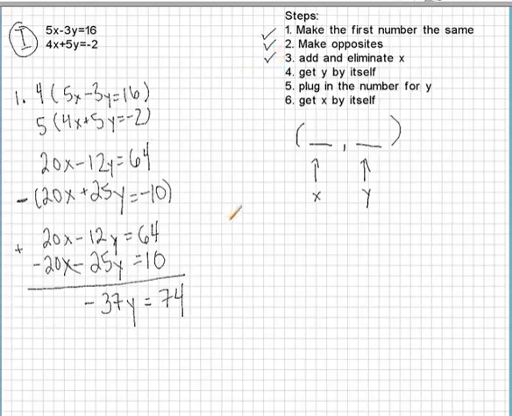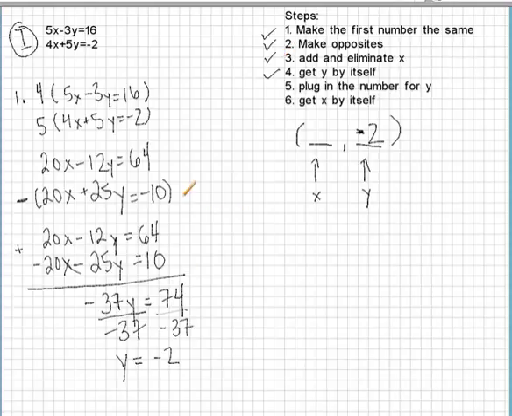Step 4 says we get y by itself. So I'm going to solve for y by dividing by negative 37 on both sides of my equation. And I see that y is equal to negative 2. I now have a number for y. So I'm going to go ahead and plug that negative 2 into the space that holds my number for y. I'm done with step 4.